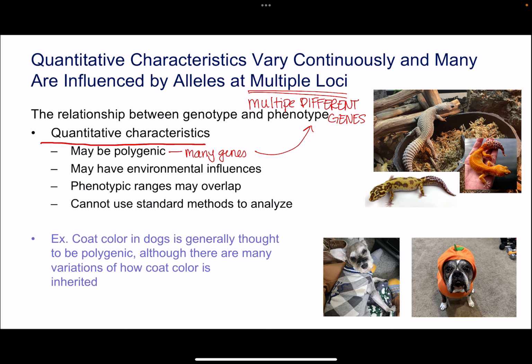There are lots of different ways that coat color is inherited, but overall it's thought to be affected by many different traits, many different genes all working together.